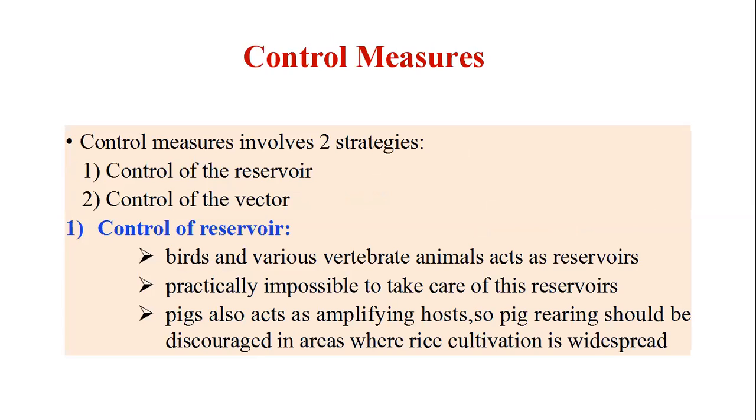Next, control measures. This is very important. It involves two strategies. One is the control of the reservoir. The second one is the control of the vector. Birds and other vertebrate animals can act as natural reservoirs, but it is practically impossible to take care of these reservoirs because birds are migratory. But pigs act as amplifying hosts, so we can take precautions. Pig rearing should be discouraged in areas where rice cultivation is widespread. So this should be followed.